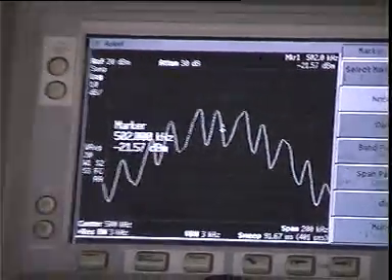Now, the beta value was given by delta f by fm, and delta f in turn was proportional to Am, the amplitude of the message signal. If I change the amplitude of the message signal, I will be changing beta, and therefore I will be going from wideband FM to narrowband FM. Let us now reduce the amplitude of the message signal and see what happens.